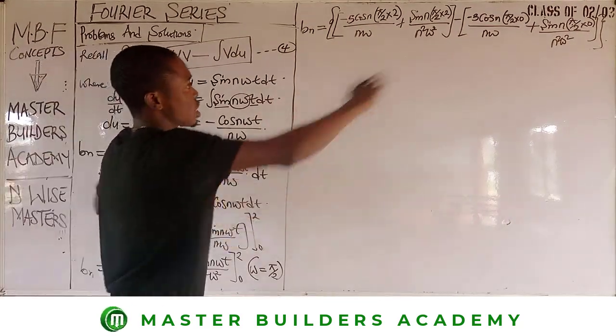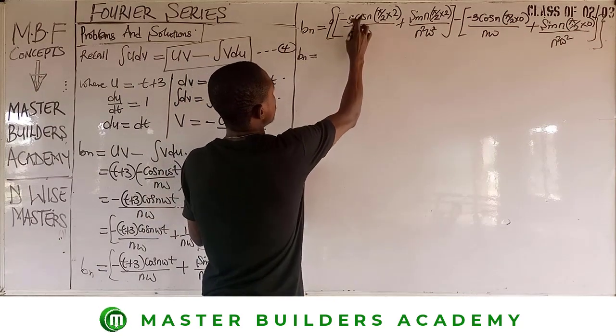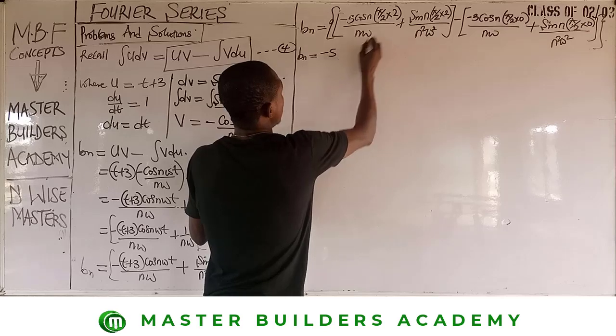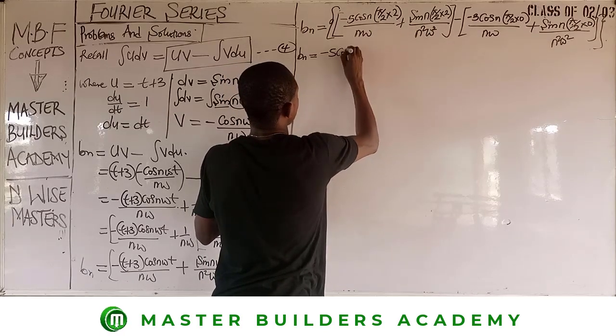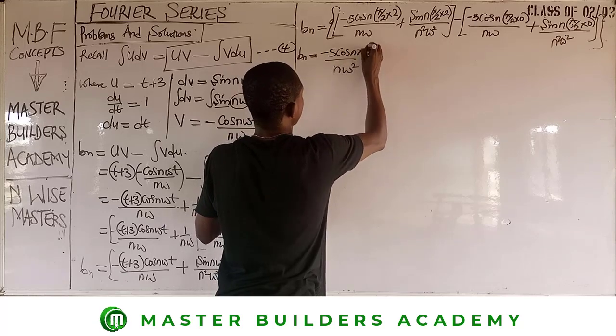All we need to do now is to simplify this one. Then we have Bn is equal to negative 5, 2 into 2 will give us cos n pi all over n omega squared.